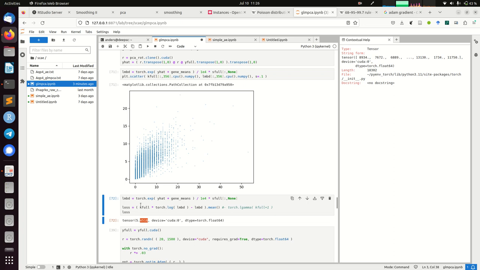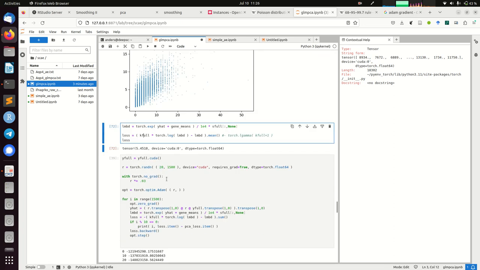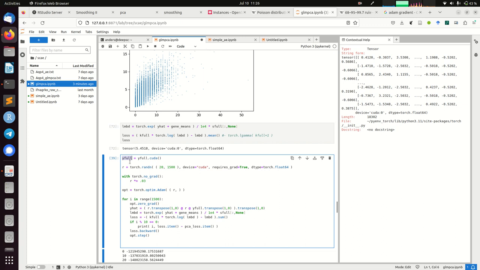We calculate this new loss function. And now we take the same code that we just always had and replace the loss function. So this is the code we had before. Our full data, actually this I don't need.